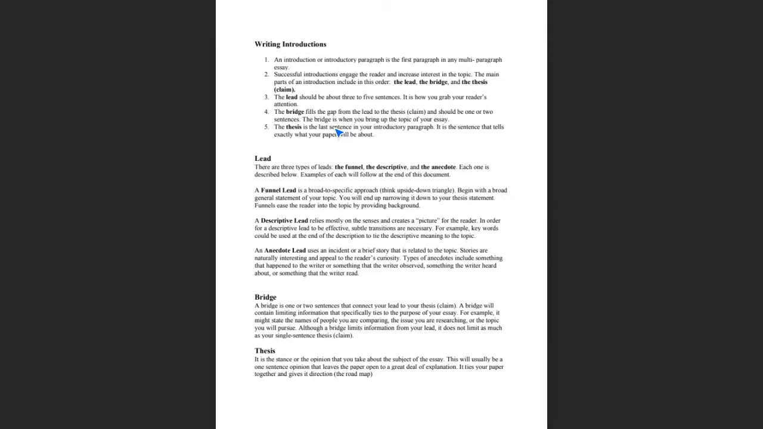So you want to read over this carefully because there are different ways to do that. What a bridge is, is something that connects the lead to your thesis statement. So the bridge serves as a kind of transition. That lead is what you've used to grab your reader's attention. The bridge is what moves from that attention point to your thesis statement. And then the thesis statement is the focus of your essay, what it is that you're going to discuss.